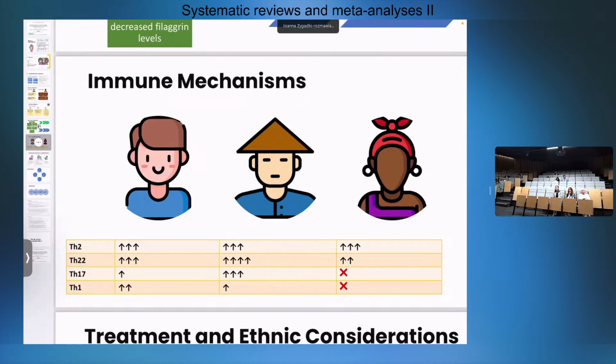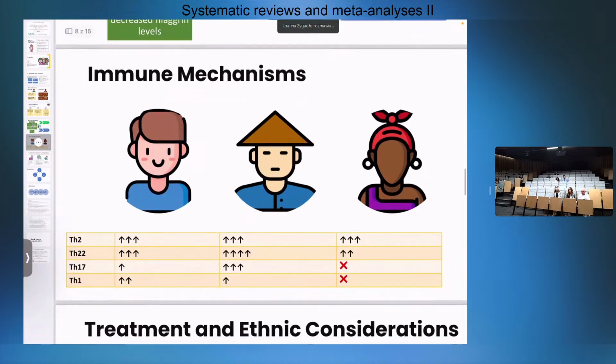Current immune response also varies by ethnicity. While Th2 and Th22 response is prevalent in all populations, Th17 and Th1, the psoriasis-like response, is the most prevalent in Asians and totally absent in Black ethnicities. It indicates different immunologic background and potentially different treatment response in this group.